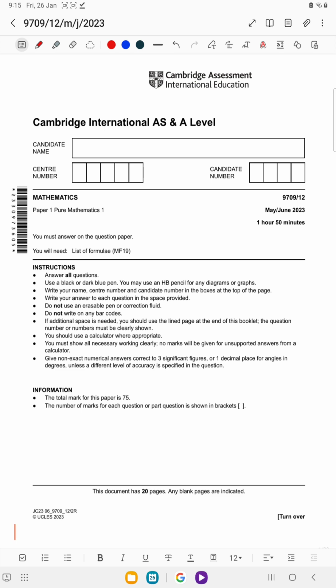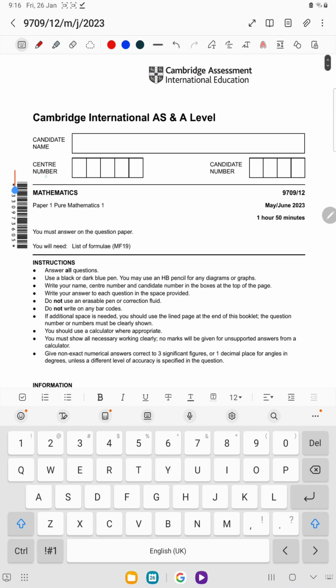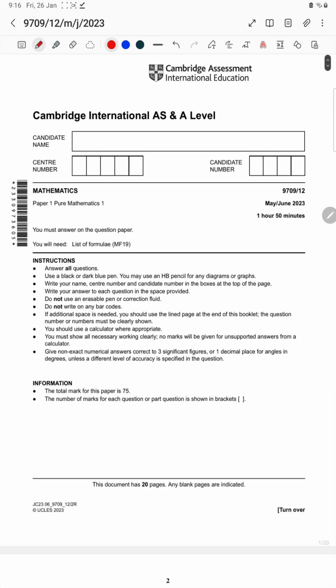Guys, today we are going to solve AS paper 1, course code 9709/12, May June 2023. Before we start solving the paper, you need to be very careful to fill this title page: candidate name, center number, and candidate number. You can find these details on the statement of entry, and you need to be very careful while filling this in before you start the exam.